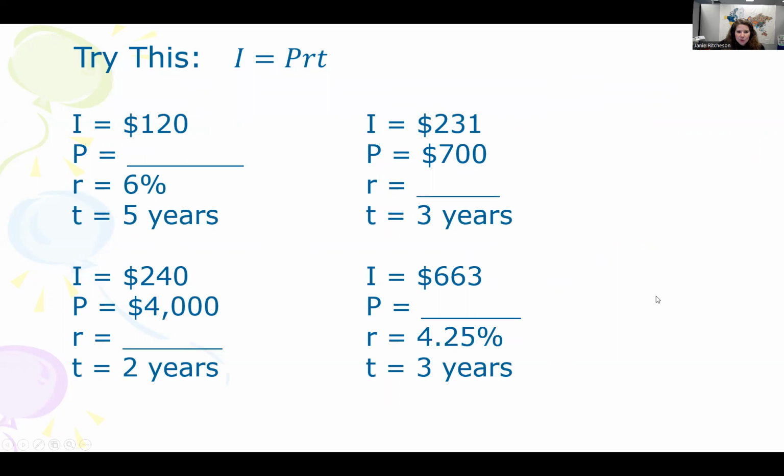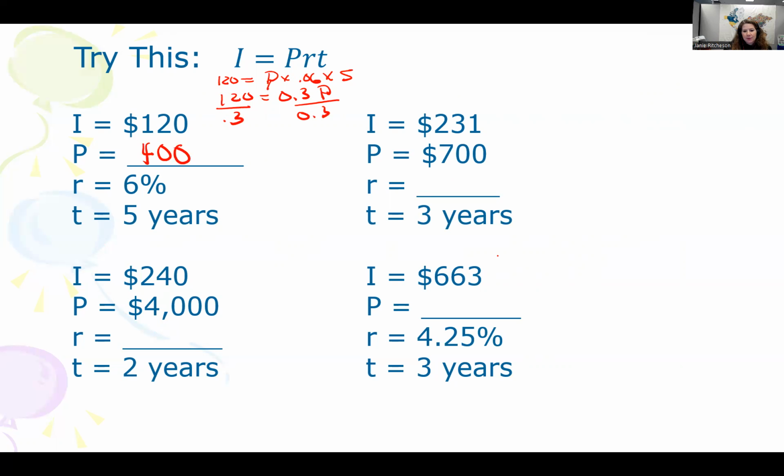All right, so this is the last page where you are basically finding all the different parts of this formula up here. One of them asks for the principal, two ask for the rate, and one asks for the principal. So we could just do this by substituting into this formula. Interest is 120. We don't know the principal, but we know it's going to be multiplied by 0.06 times 5. So in my calculator, I'm multiplying 5 times 0.06 and I get 0.3. So 0.3P. Well, I want P by itself, so I'm going to divide both sides by 0.3. So 120 divided by 0.3 is $400. That's my principal.